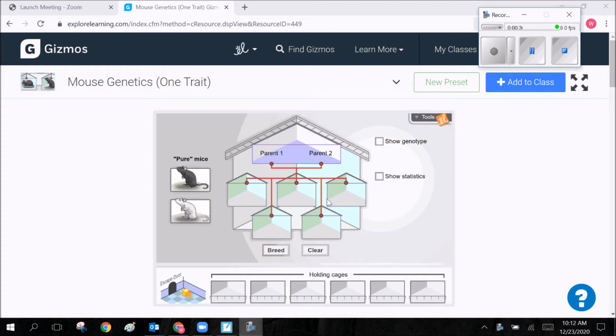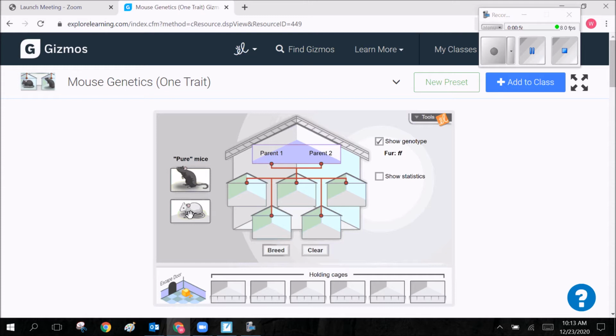Alright, so the goal of this video is to be able to predict and show the genotypes and phenotypes of offspring based on the parents' traits. The first thing you want to do here is click on Show Genotype, because that way, when I hover over the pure mouse that has either black fur or white fur, we can see its genotype, so the alleles that it has. So capital F, or lowercase f.